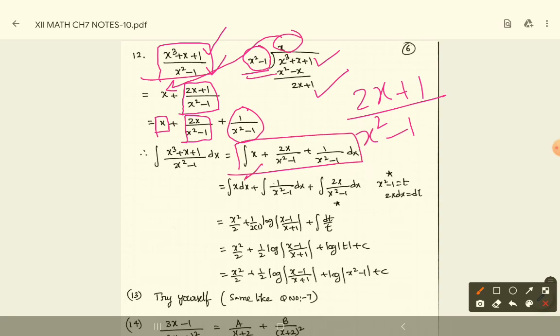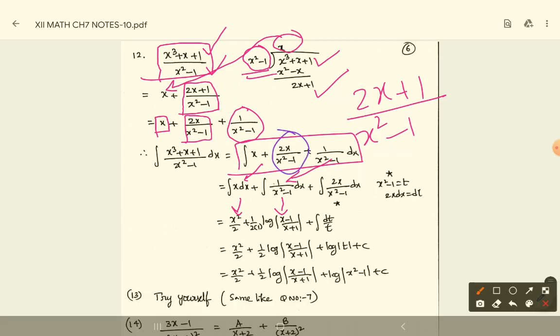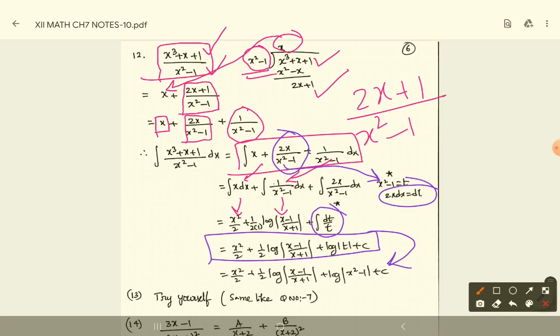Then I get the integration of x dx, we know that, and then 1 by (x square minus 1) also we know. That's why I wrote those first two, and then the leftover is 2x by (x square minus 1). For that I have taken x square minus 1 is equal to t, then 2x dx is equal to dt, then dt by t will come. So finally we get the answer like this. So plus c, then substitute t as x square minus 1, and we will get it like that.